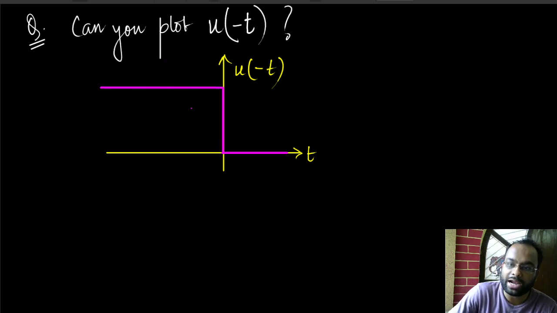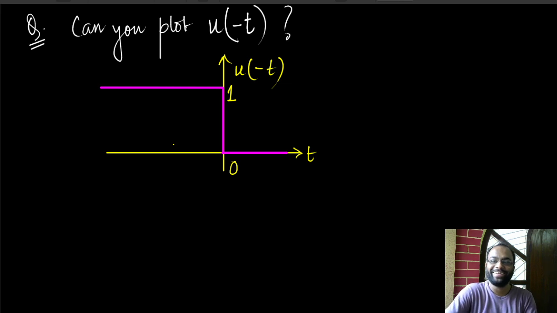Right, so that's u(-t), right? I think it's understandable, not that difficult to follow, right? So if you can follow this, let's go into the ramp function.